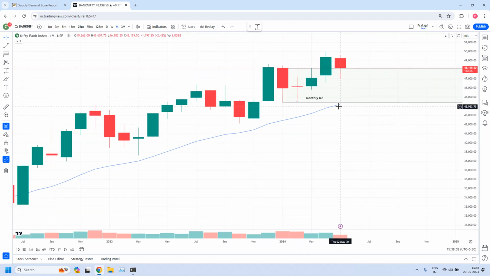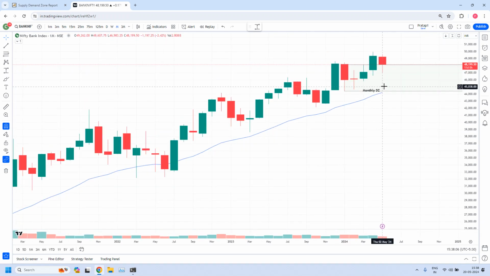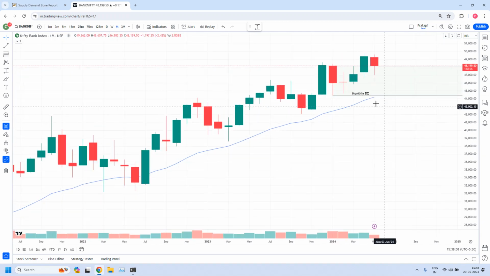And EMA confluence, almost it is getting the EMA confluence, this zone. So this is one plus point. And there is not much overextension to consider. There is a little overextension from the EMA point of view. So maybe by the time prices go down and enter into this monthly demand zone, the overextension will be completed. But it is a very small overextension.